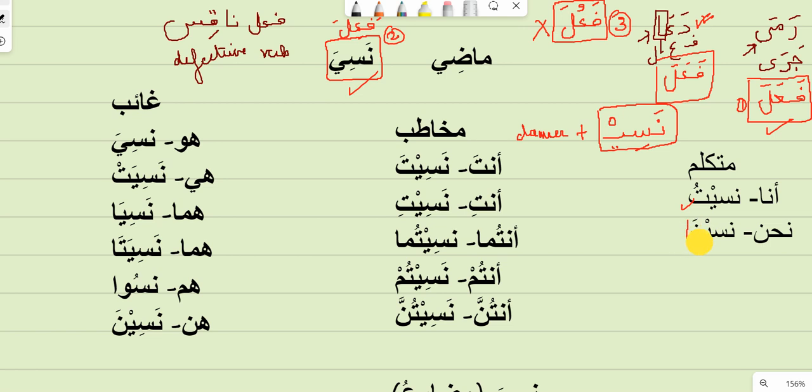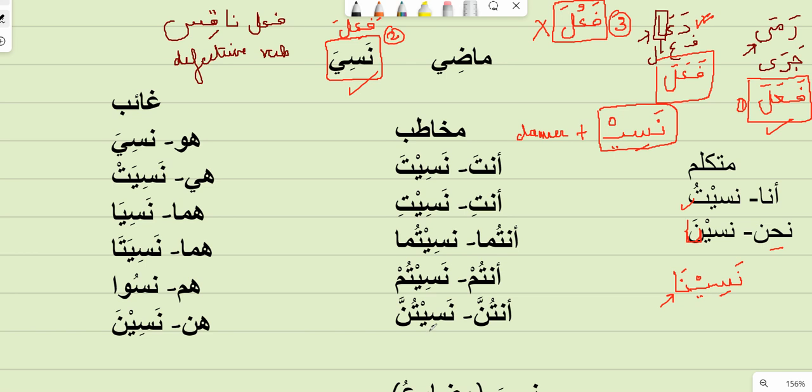So you need to attach the two, and this is my typing mistake. It's the noon alif actually. So it will be written as nasi with the sukoon, noon fatha, sin kasra, and noon and alif. This is noon alif. The damir is noon alif for nahnu. Anta nasita, anti nasiti, antuma nasituma. You can see the stem is the same here.